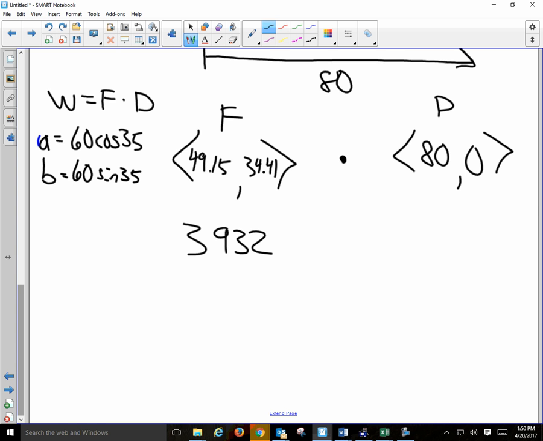Let's figure out a label. What is force measured in? In this problem, what is force measured in? Pounds. What is distance measured in? So it's foot-pounds. That's the label.